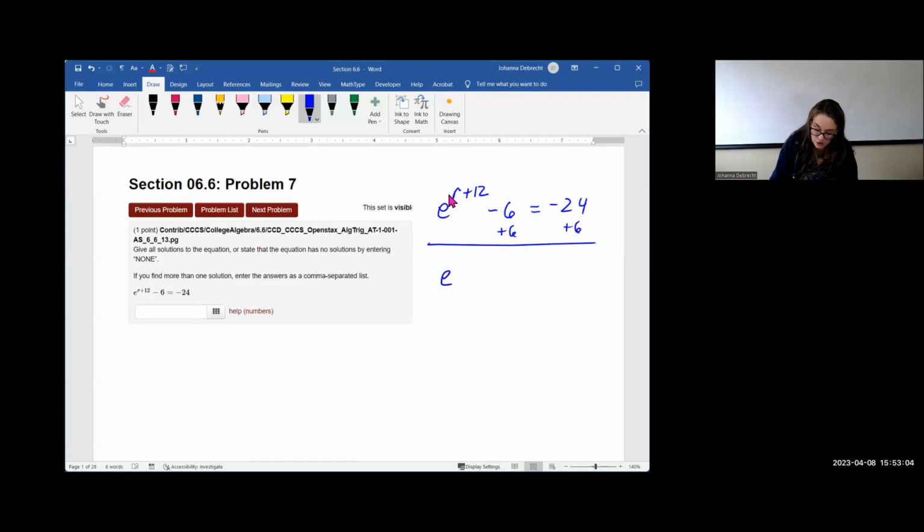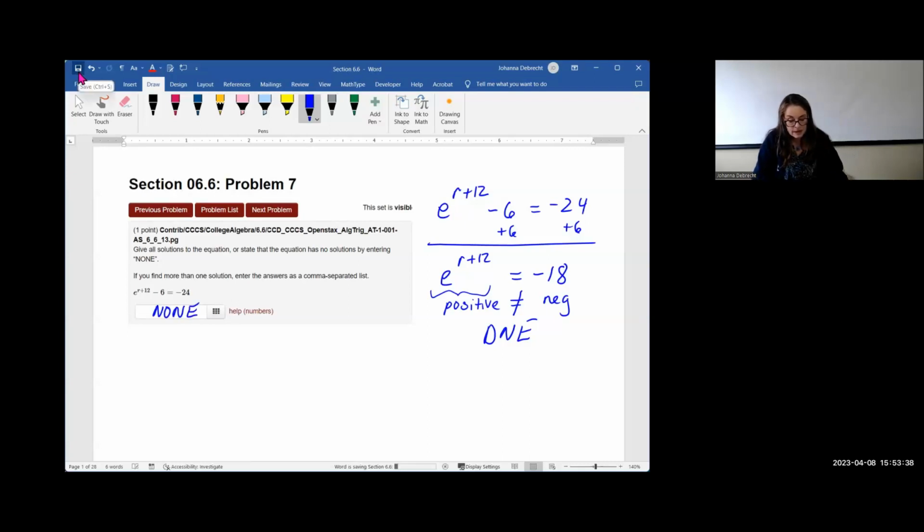Isolate the exponential or the logarithm first. That's a good first step. And this gives me -18, but I'm going to stop right there because I already know there's not going to be a solution to this. E to a power has to be positive. And I have a negative, and positives do not equal negatives. It does not exist. There is no solution. So we will write none.